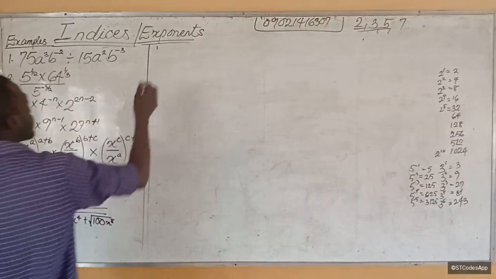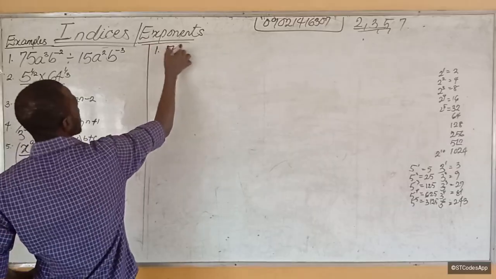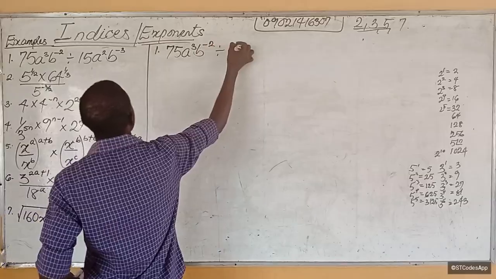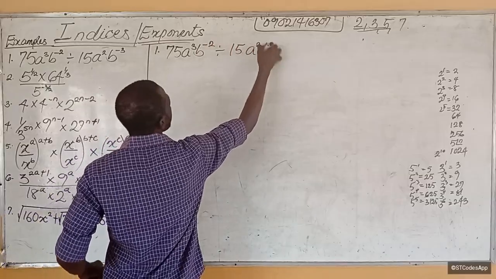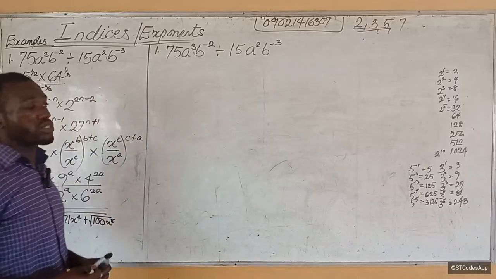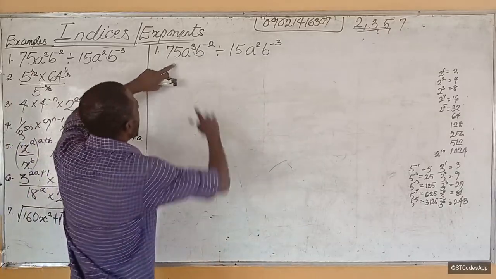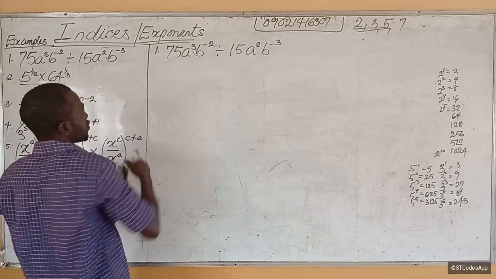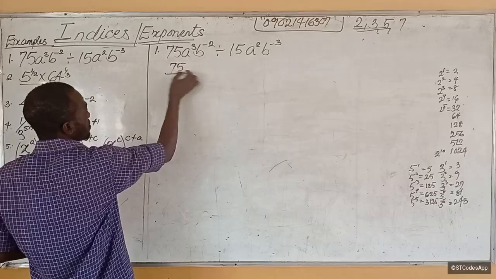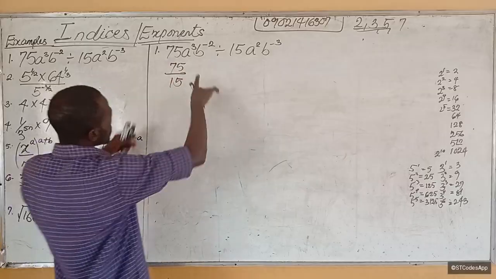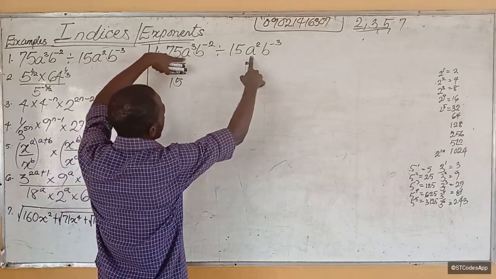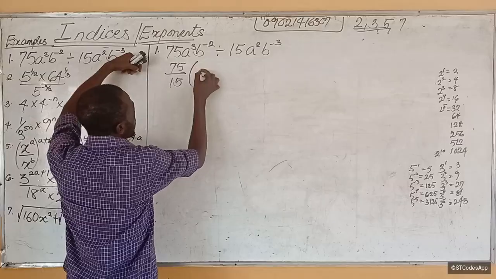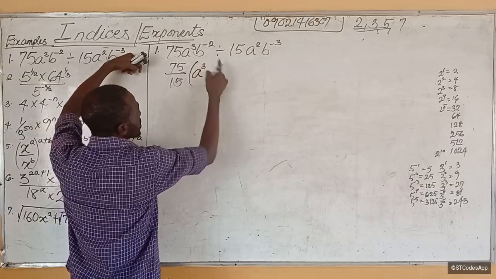So for example, number 1 says 75a raised to power 3 b raised to power minus 2 divided by 15a squared b raised to power minus 3. The first thing you want to do is, looking at this, these bases are not the same, so you bring them together by division. So it becomes 75 divided by 15, then a raised to power 3.